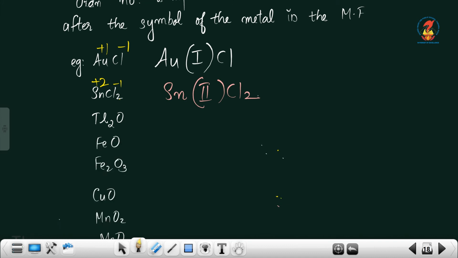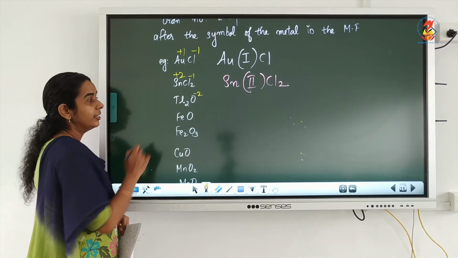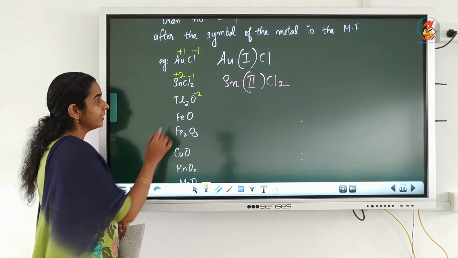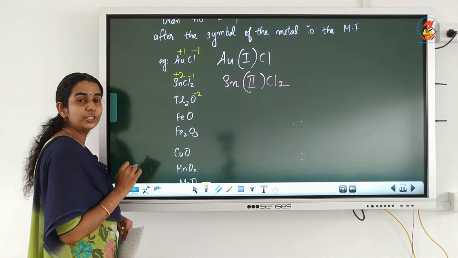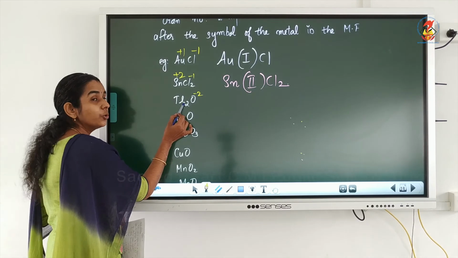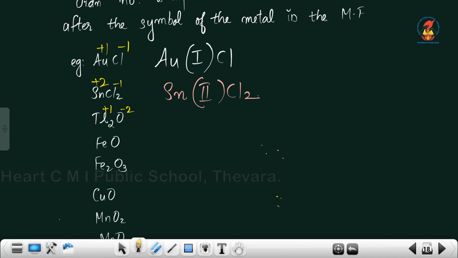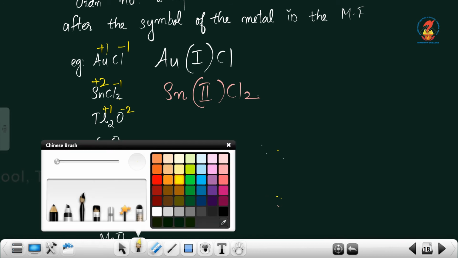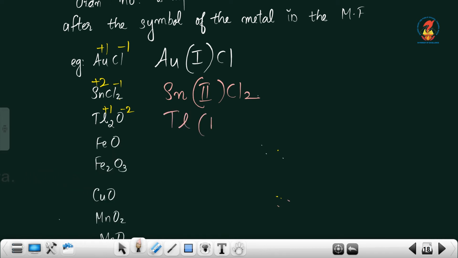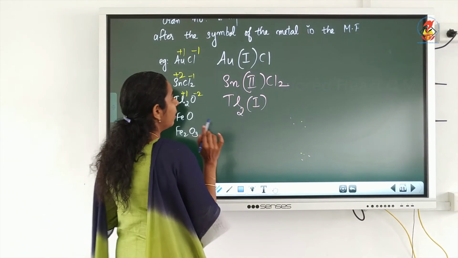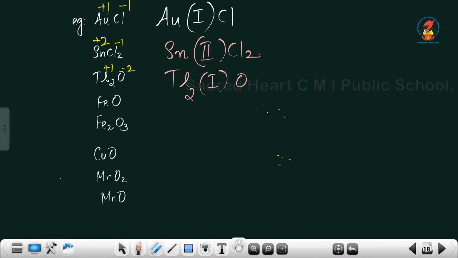Now the next one is Tl2O. We know oxygen oxidation state is minus 2. Sum should be equal to 0. So here it should be plus 2. Isn't it? Thallium, here it should be plus 2, then plus 2 plus minus 2, it will be 0. But here we have 2 thallium atoms. So 1 thallium it will be plus 1. So just check whether we are getting 0 or not. Plus 1 into 2 plus 2, plus minus 2, 0. So how can we write the formula? Tl2. We are writing the molecular formula itself. Only after the symbol of the metal we need to write the oxidation state. Tl2(I)O.